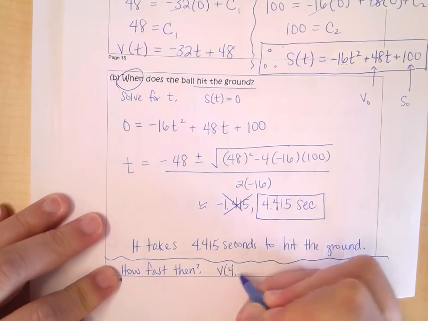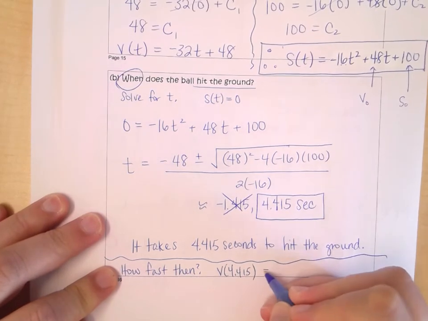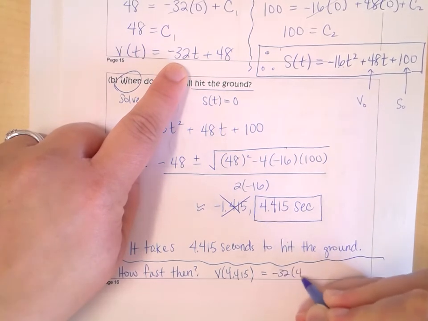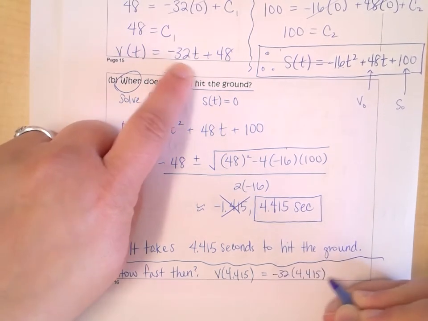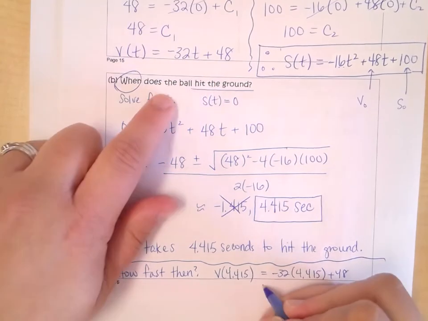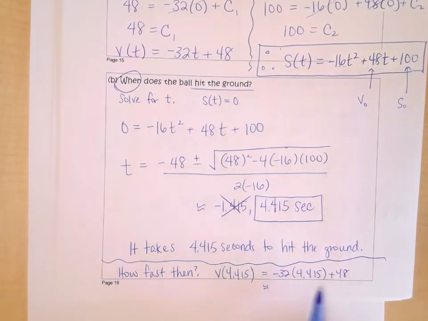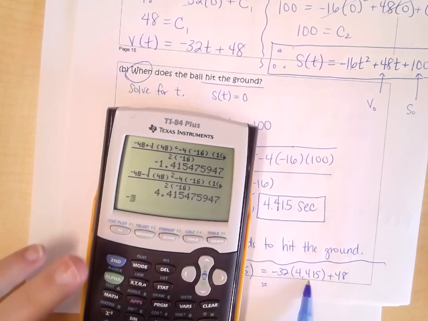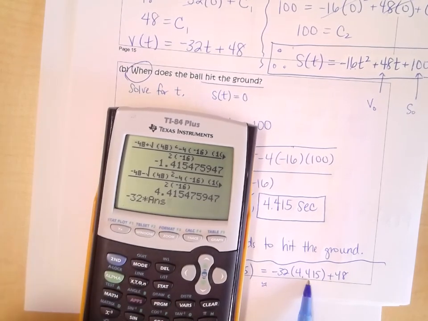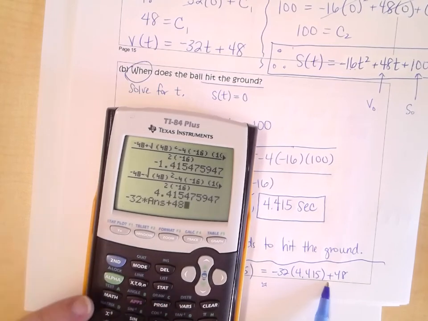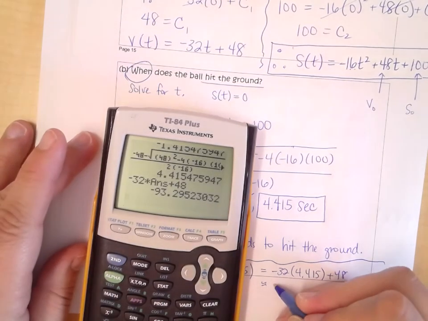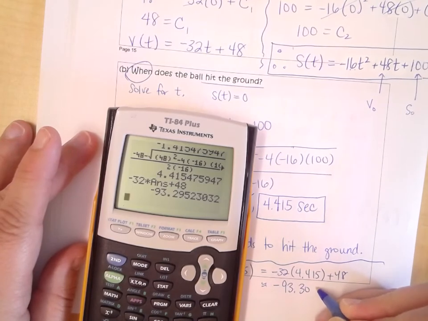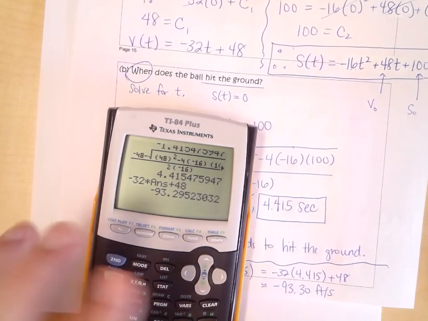Velocity at 4.415 seconds. Well, we have a velocity formula right here. Negative 32 times 4.415 seconds plus 48. I know I wrote 4.415 here, but I'm not actually going to write it out. I'm going to do negative 32 times my answer plus 48. And I get negative 93.30 feet per second. Why is it negative?